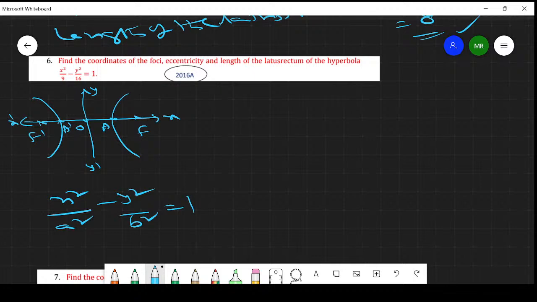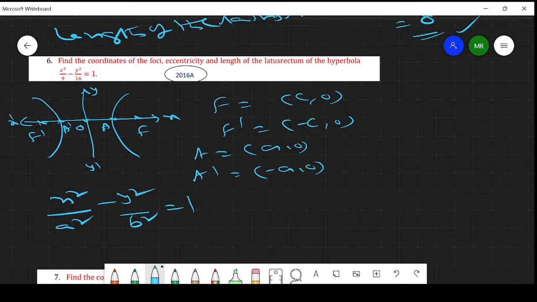The focus will be the same thing. The focus will be c comma 0, because the distance OF is always c only. And F dash is minus c comma 0. The vertex is also the same: A equal to a comma 0, and A dash equal to minus a comma 0, like what I have done for the ellipse. These are the vertices: a comma 0 and minus a comma 0.